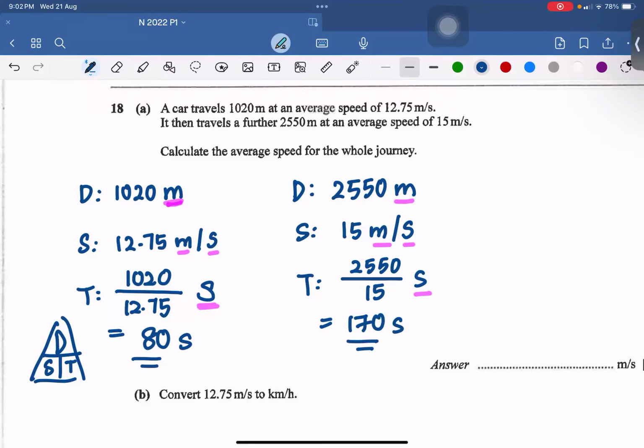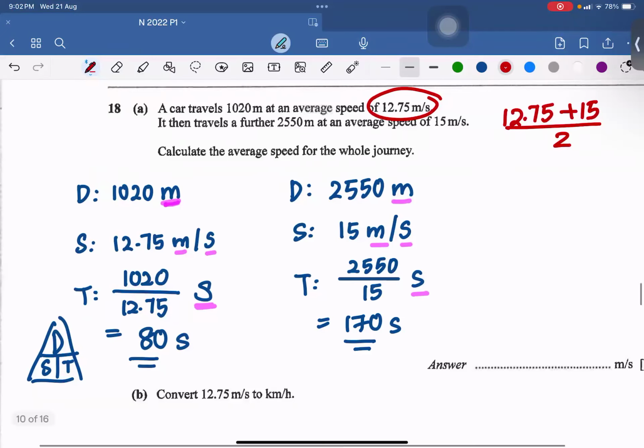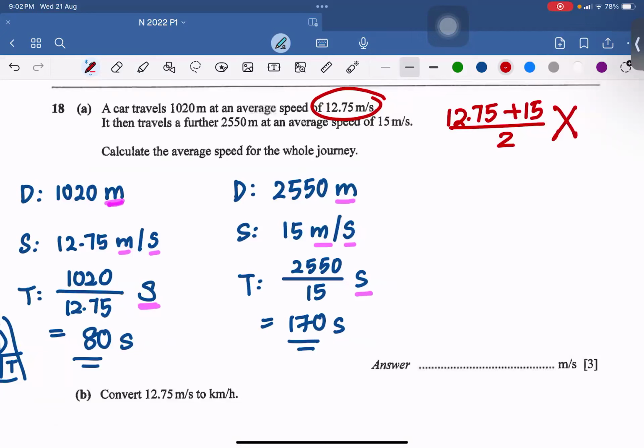Why do I need to do this? The common mistake that students make is they will tell me, oh, average, right? Then they will take this plus this, divide by 2. Immediate failure. Wrong. Observe. Is it possible for such a simple step on 3 marks? No, this is not correct.